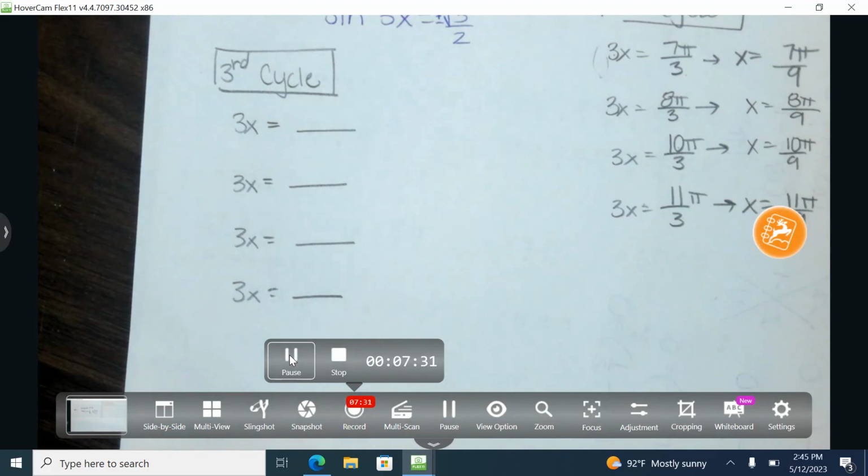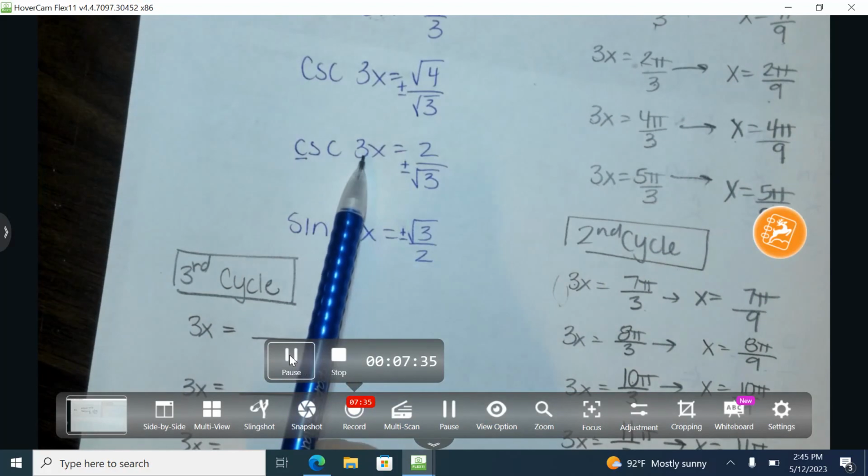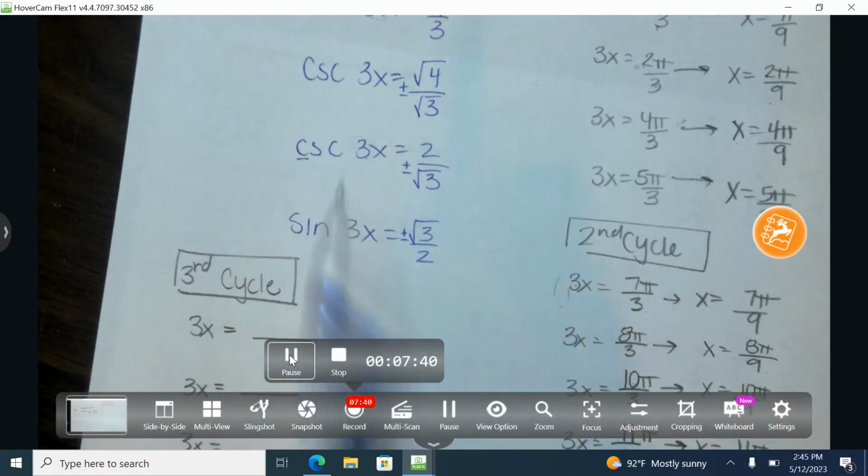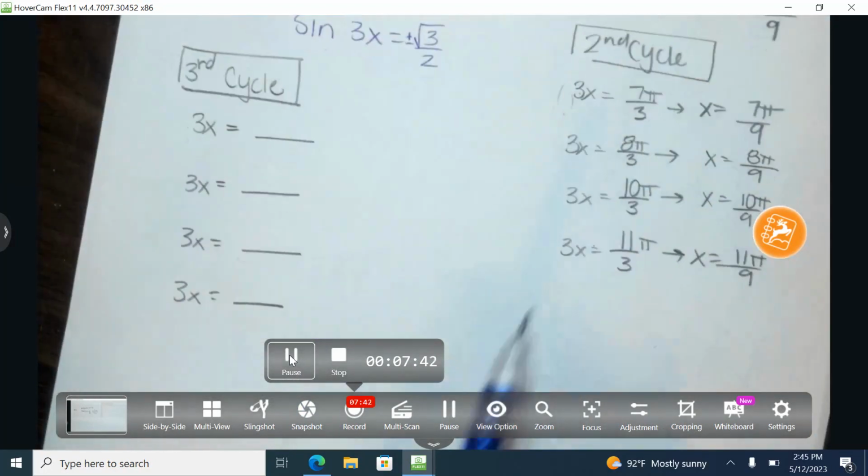You may be thinking, well, why is she doing 3 cycles? Or how does she know when to start? When to stop? This tells you how many cycles. So if you don't see a number in front, you're only going around once. This means it's going to be 3 cycles. So I know that I'm just going to add 6.